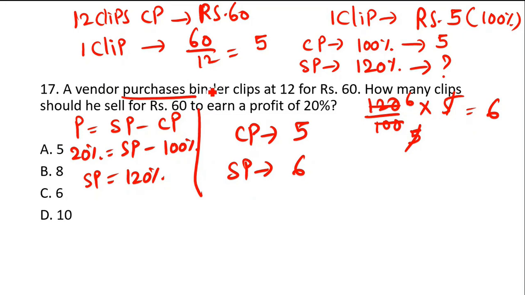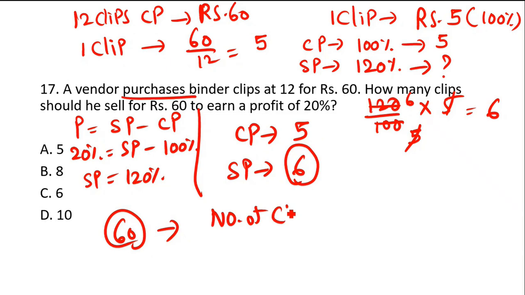Okay. So now their question was, you have to sell for 60 rupees. Okay. You have to sell for 60 rupees and how many clips will you sell. Okay. Each clip costs 6 rupees, guys. Okay. So a customer will come and give you 60 rupees. You have clips, each clip costing 6 rupees. Okay. So the number of clips is nothing but the money that the customer will give you divided by the selling price of each clip.